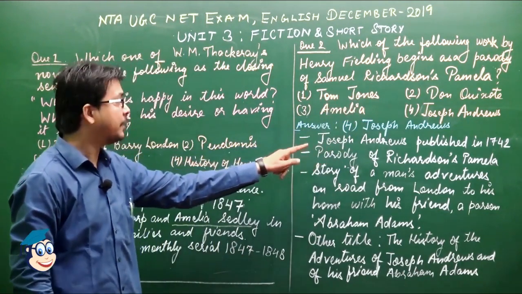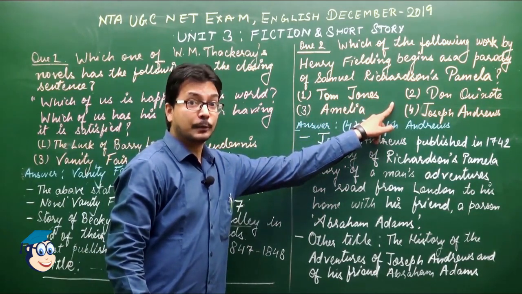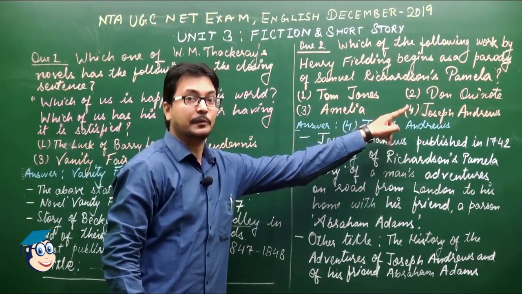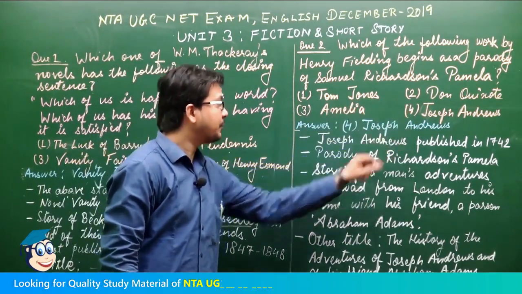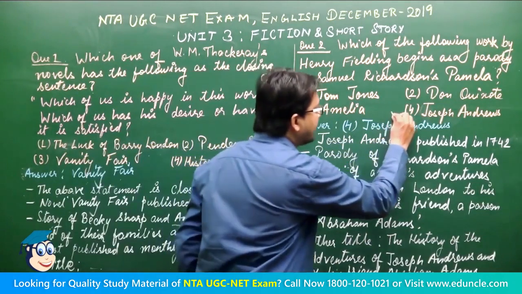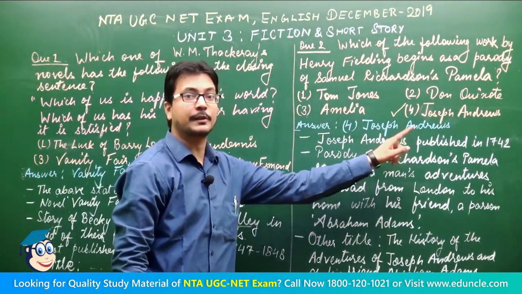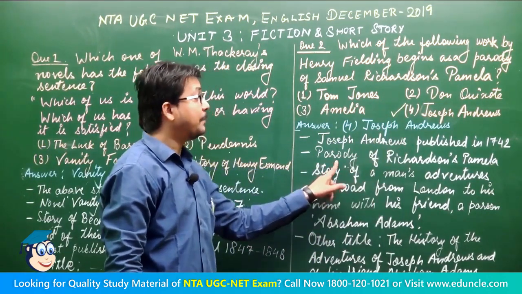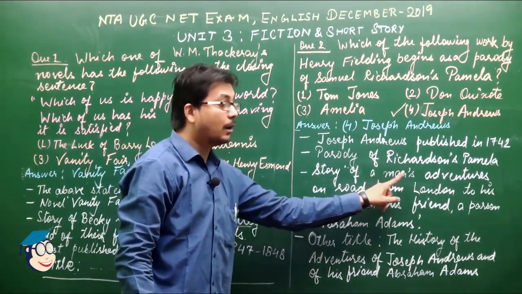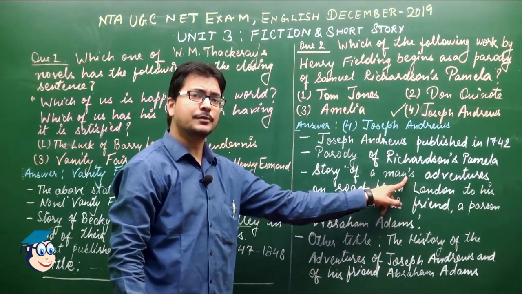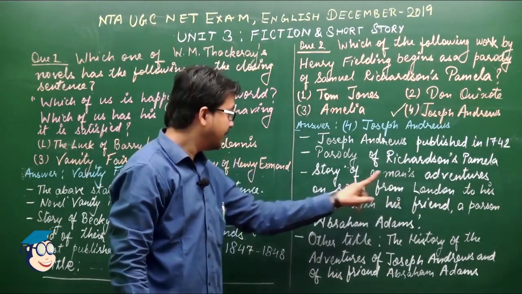The 4 options given here are Tom Jones, Don Quixote by Cervantes, the Spanish novel, which is a classic work in Spanish literature, Amelia, and the last one, Joseph Andrews. So the correct answer for this is Joseph Andrews. The reason? Joseph Andrews was published in 1742. It is a parody of Richardson's Pamela, and it is also the story of a man who is having adventures on the road when he is going to his home all the way from London.